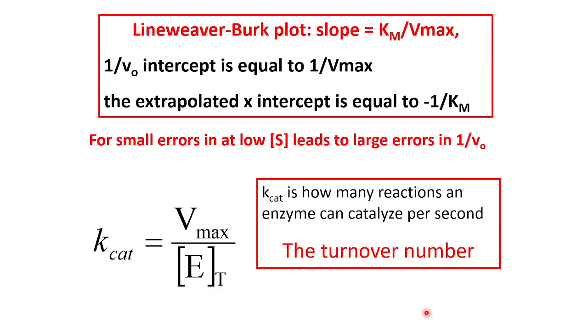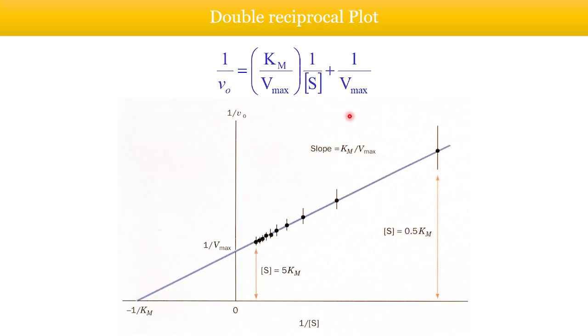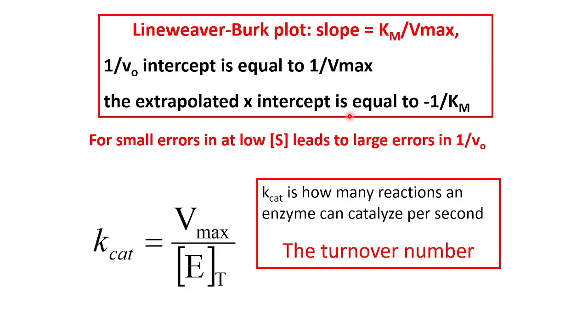So this is also the Lineweaver-Burk plot, where the slope is Km by Vmax, as I have shown over here. In this double reciprocal plot, the 1 by V naught intercept is equal to 1 by Vmax, and the extrapolated x-intercept is equal to minus 1 by Km. Small errors at low substrate concentration lead to large errors in 1 by V naught. So Kcat is equal to Vmax by total enzyme concentration. Kcat is how many reactions an enzyme can catalyze per second. That's the turnover number.